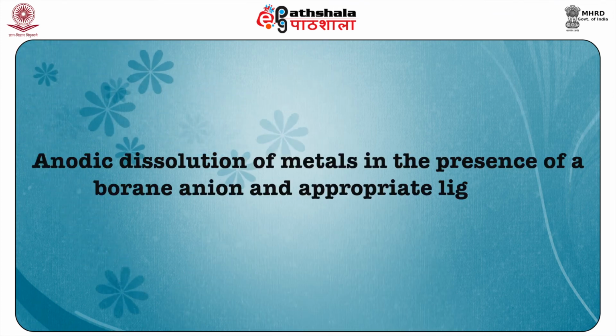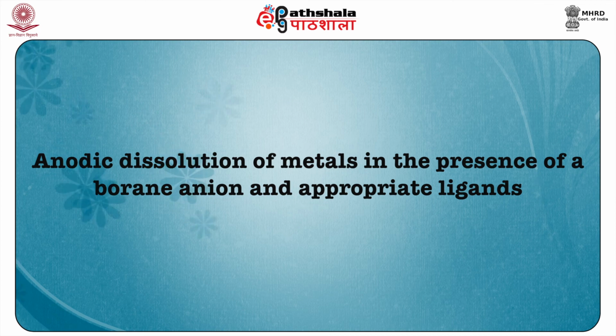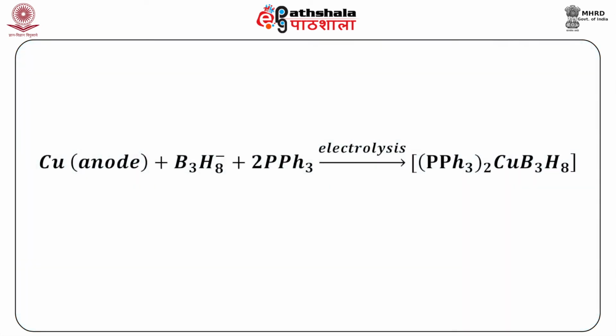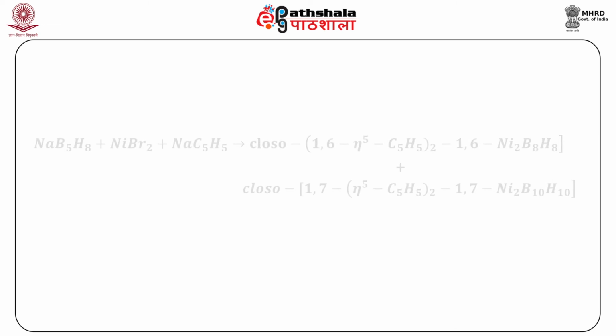In another method of preparation of metalloboranes, we have anodic dissolution of metals in the presence of borane anion and appropriate ligands. For example, the electrolysis of copper serving as anode with B3H8- in the presence of triphenyl phosphine gives you a metalloborane with copper as the metal.